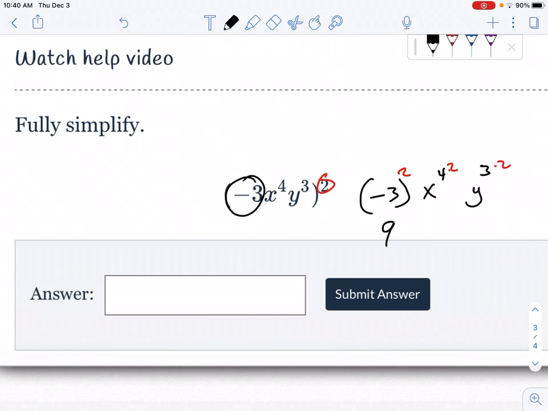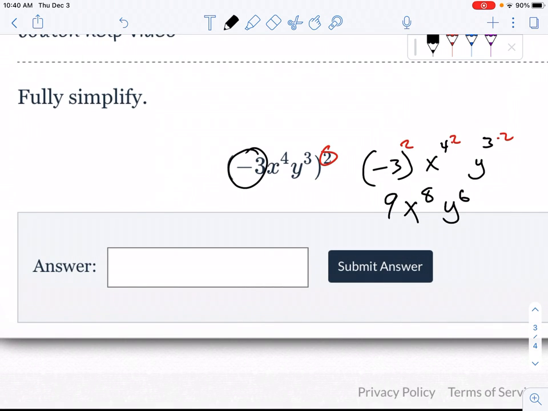X to the 4 times 2 is x to the 8th, and y to the 3 times 2 is y to the 6th. So you would type that in, you would hit 9, you would hit x, that a to the b power button to put your exponent, which would be 8, then hit the right arrow to drop back down. You're going to hit y, you're going to hit that a to the b button again, and put a 6.